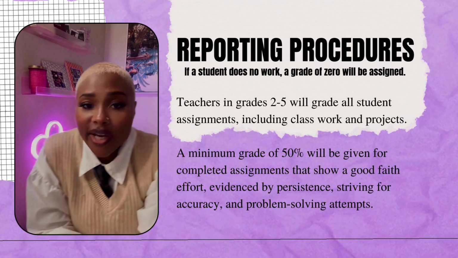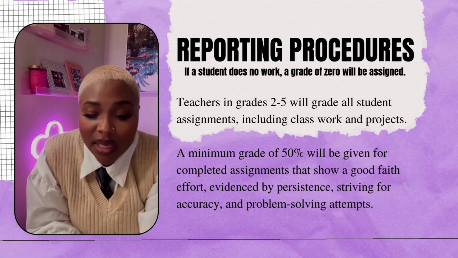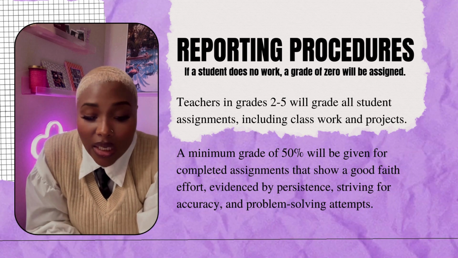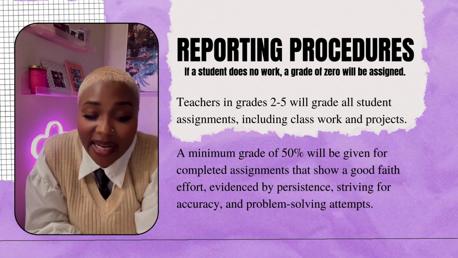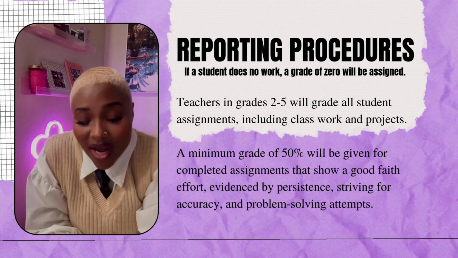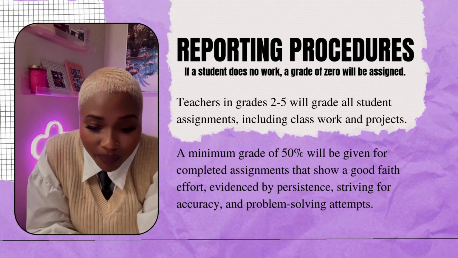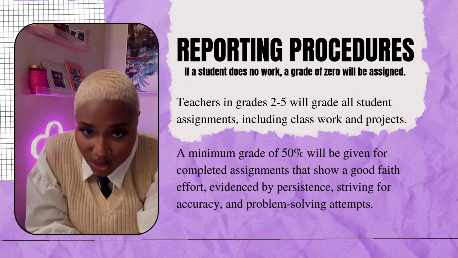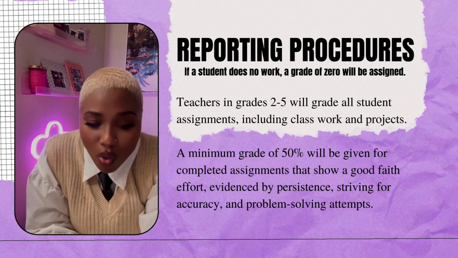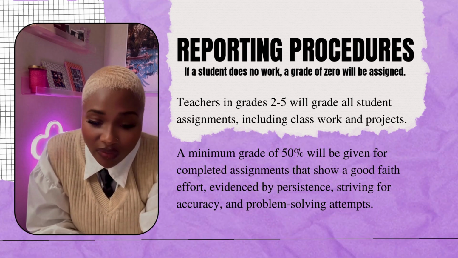For students in grades 2 through 5, they should always receive a minimum grade of 50% for assignments or assessments when a student attempted to complete the entire assignment and made a good faith effort in displaying persistence, striving for accuracy, time on task, or trying alternative methods to solve a problem. The only way your student should come home with a 0 on an assignment is if the student does no work or they didn't attempt it at all. That's the only way they should receive a 0.